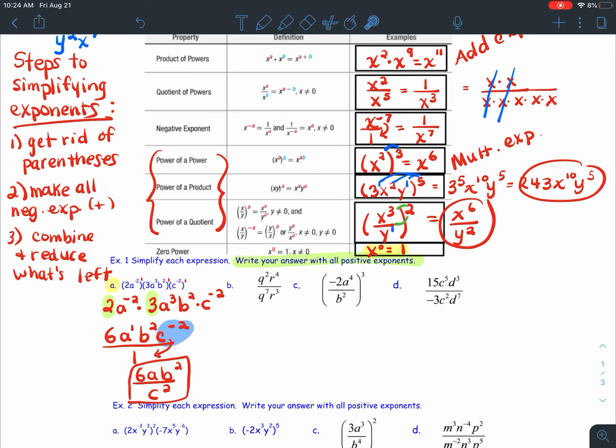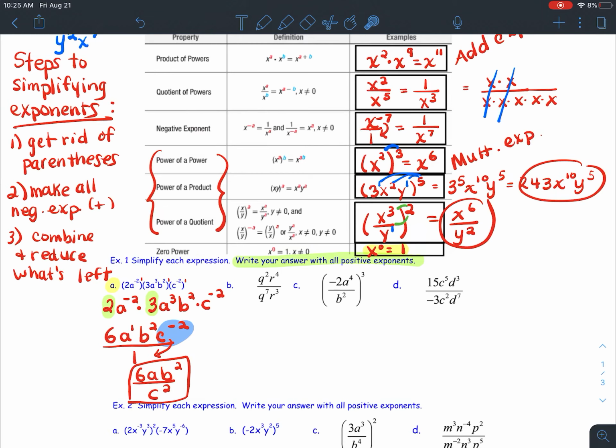Okay, let's go ahead and look at example B here. I want to look at just a few more of these with you. There are no parentheses for us to get rid of in example B, so I'm not going to need to do anything there. I don't have any negative exponents that I need to make positive, but there is some reducing that I could do. I shouldn't be having 2 q's in the top and 7 q's in the bottom, or 4 r's in the top and 3 r's in the bottom.